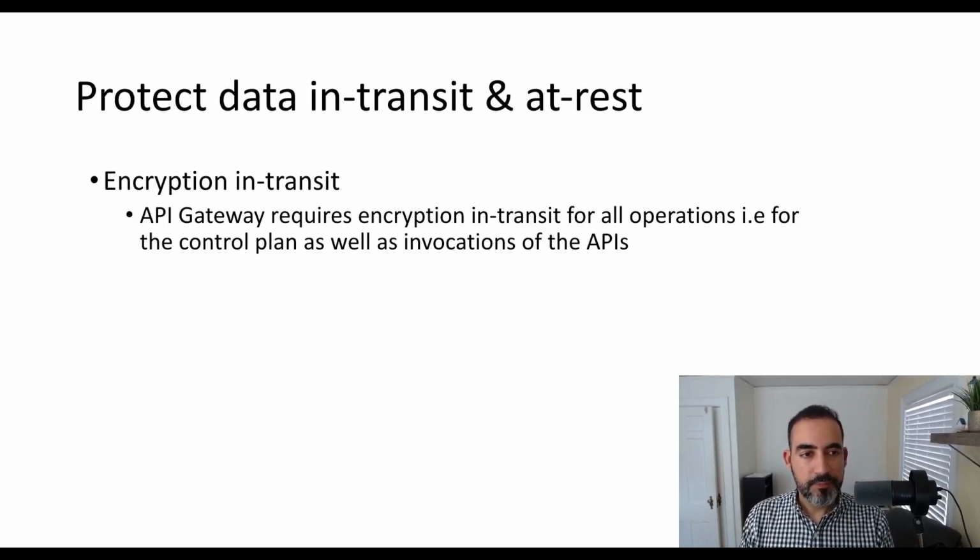A little bit of detail on the principle of protecting data in transit and at rest. API Gateway enforces that all communication with it is encrypted. So it enforces encryption in transit for us. Whether you are invoking the API, it should be through HTTPS. And when you are making control plane operation calls, as an admin, when you are creating an API or doing other CRUD operations, those calls are encrypted as well because they are happening via the AWS API, which is very secure and encrypted.